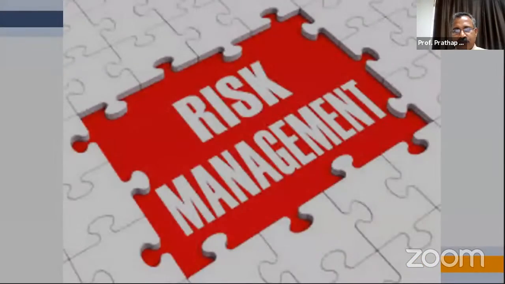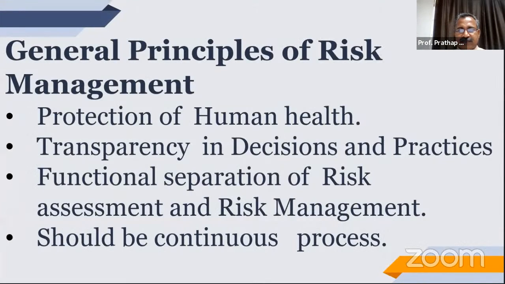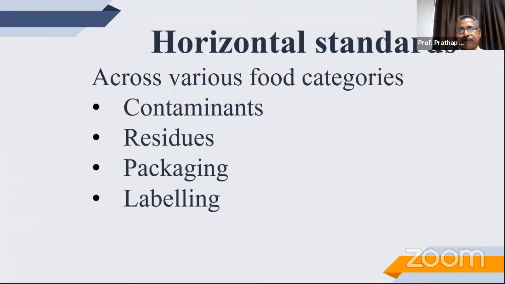Therefore, a few slides on risk management. If you see the general principles of risk management, the whole intention is protection of human health, with transparent decisions and practices by the regulator, and functional separation of risk assessment and risk management. These cannot be done together, because each should not influence the other. That is the reason that in the Food Safety Authority, the scientific panels are independent scientists and the food safety regulator is different. Therefore, there should be a continuous process.